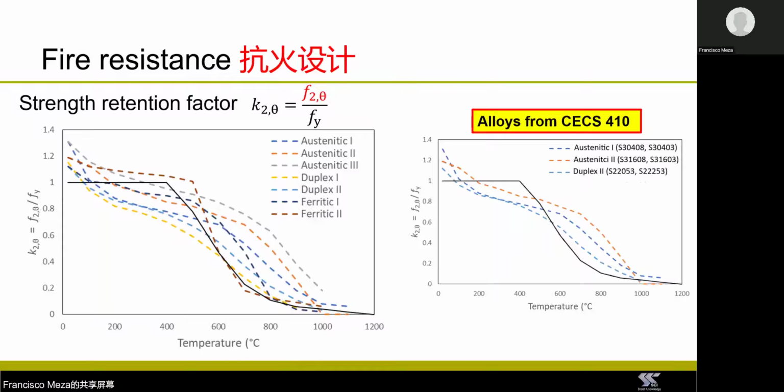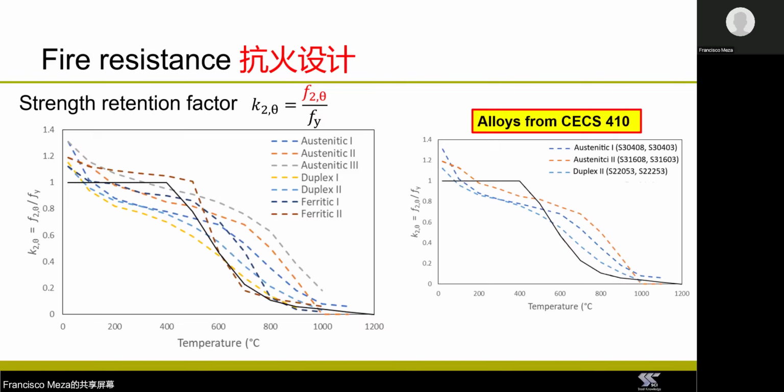Now here I'm comparing the strength retention of the stainless steel alloys that belong to each of the 7 groups considered in the Eurocode against the strength retention for carbon steel. And also in the figure on the right, I'm showing you the strength retention of only the stainless steel alloys that are covered in the Chinese standard.